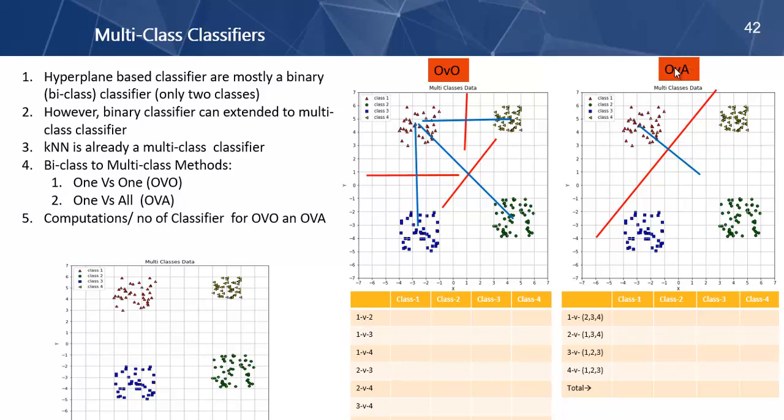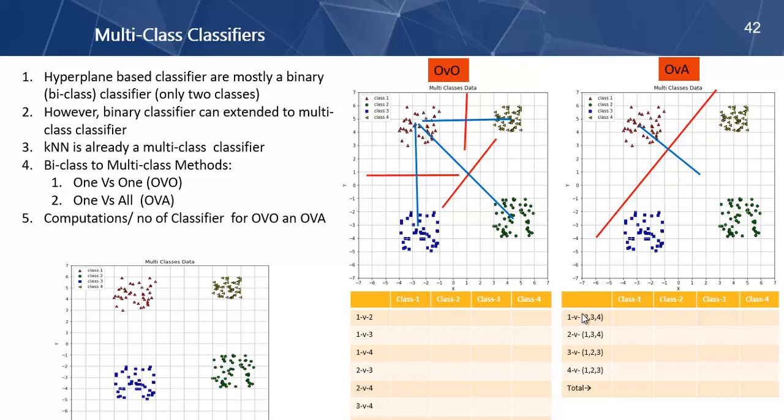But there is another method, 1 versus all. This is very simple, even simpler than 1 versus 1. This class versus all the 3 classes, that means 1 versus 2 3 4. Now you can see, when 1 versus 2, that means class 1 and class 2 data only was used. Here, when I say 1 versus 2 3 4, that means class 1 data will be considered as one side of the hyperplane, and class 2, class 3 and class 4 combined will be considered as another class against class 1. It will not make a difference whether it belongs to 2 or 3 or 4. So this is the biggest difference between these two methods.